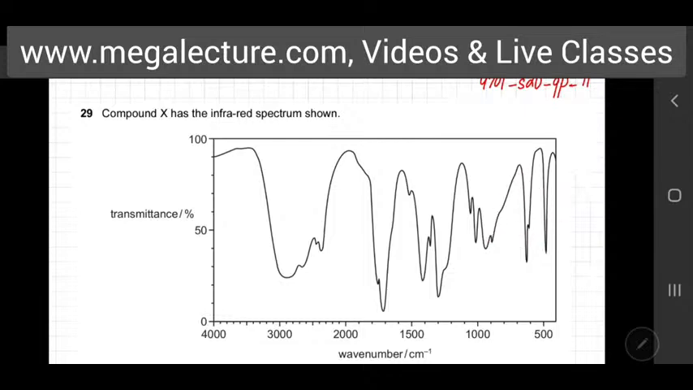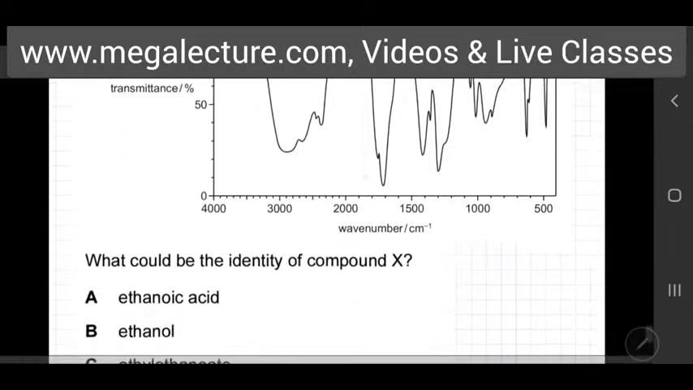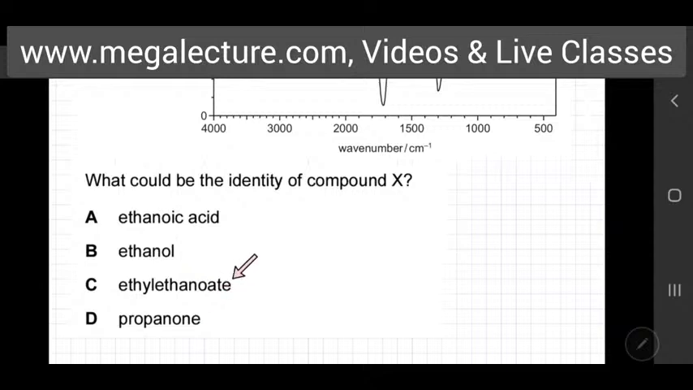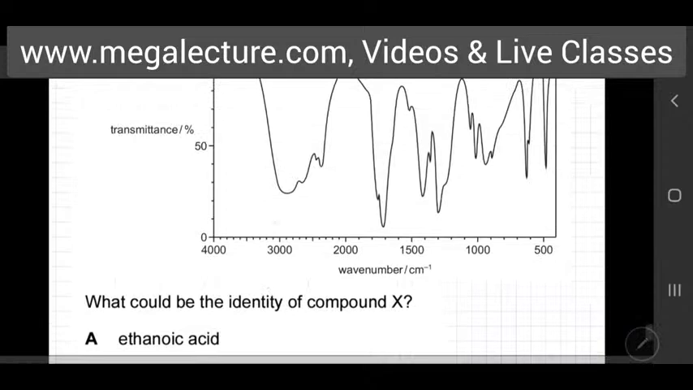What is infrared? Different bonds in a molecule vibrate by absorbing certain frequencies from the infrared spectrum, and every bond is unique, so they absorb different frequencies. What you have in front of you is an infrared spectrum, and you're being asked what could be the identity of compound X. Is it an ethanoic acid molecule, an alcohol, a ketone, or an ethyl ethanoate? So that is what's given.